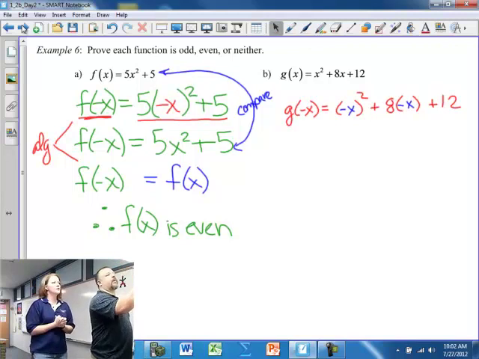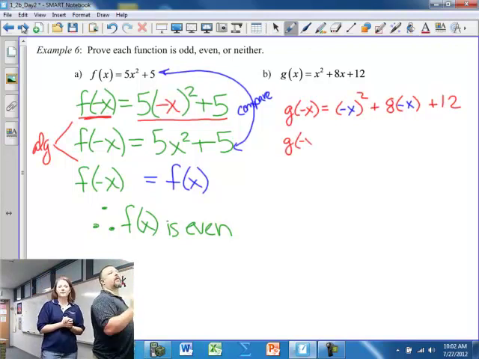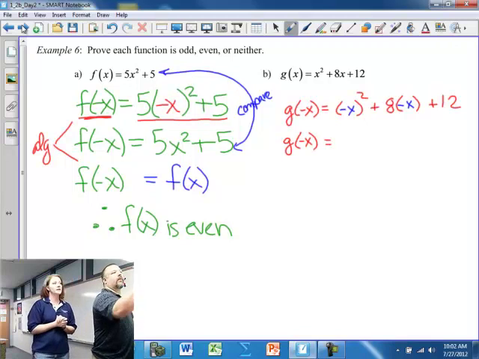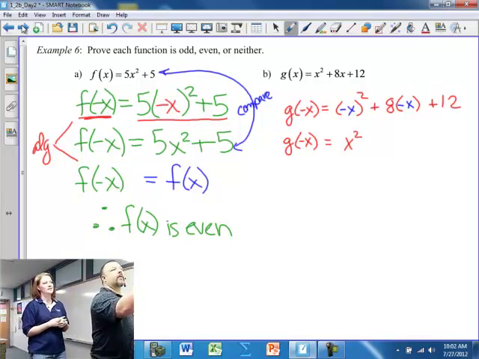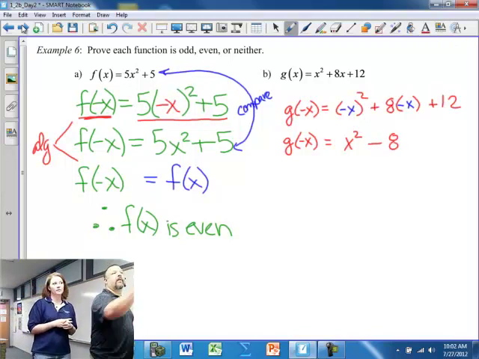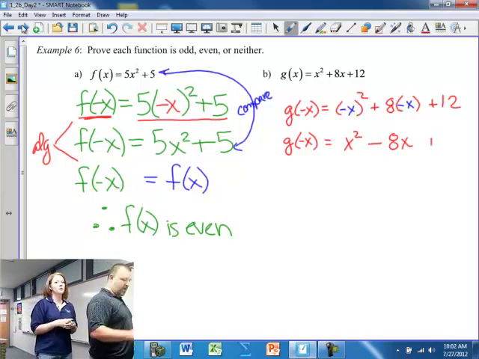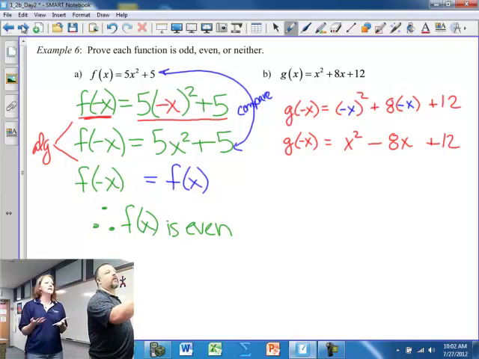Now we're going to do some algebra. Well, I know from algebra that negative x times negative x is positive x squared. And I know that positive 8 times negative x is negative 8x. And I can't do anything with a 12, so I'm going to put plus 12. We're kind of done with our algebra step.